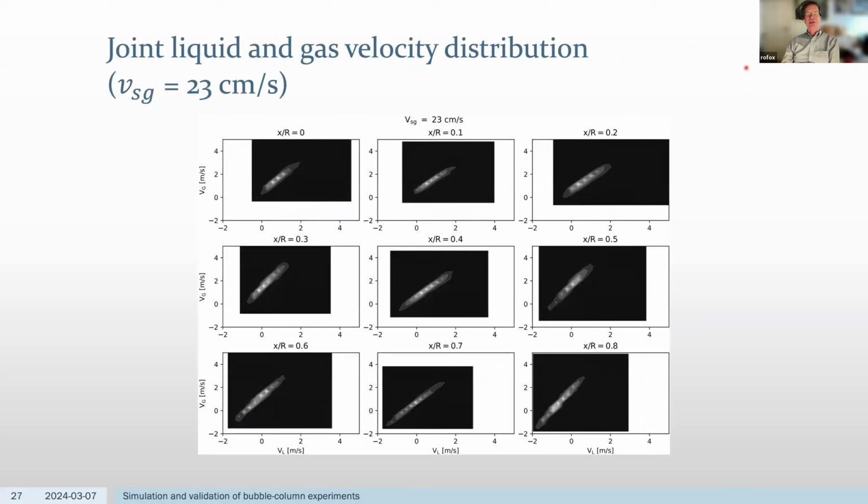Okay, then we looked at a few other things from the simulations that weren't done, or weren't reported simultaneously, in the experiments. So we can take, for example, the joint liquid and gas velocity distribution. You have gas velocity on the vertical axis, and on the x-axis we have the liquid velocity. If you look here, 0, 0, in each case there's a slight offset.